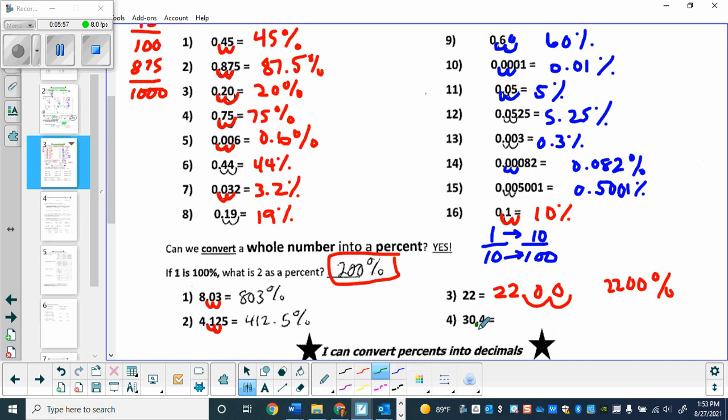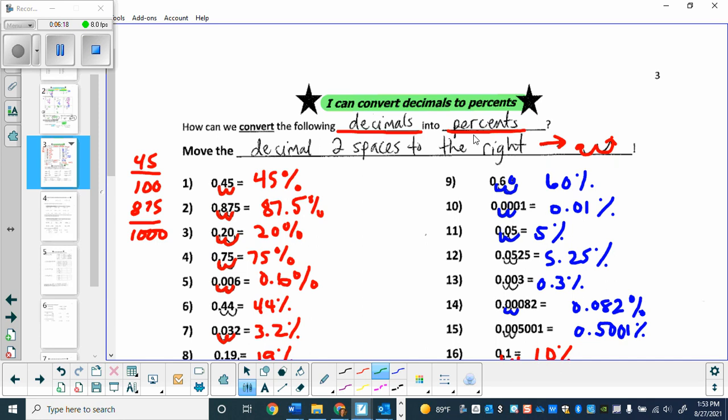And for this one, when I move it over twice, I'm going to fill it in with a 0. So 3,040%. Now this seems really easy. I get that. You're probably like, why did you even make a video to teach me to just move 2 places to the right? Well, really, this is easy.